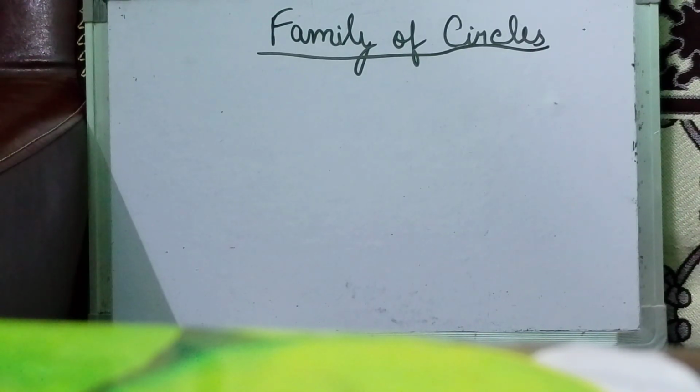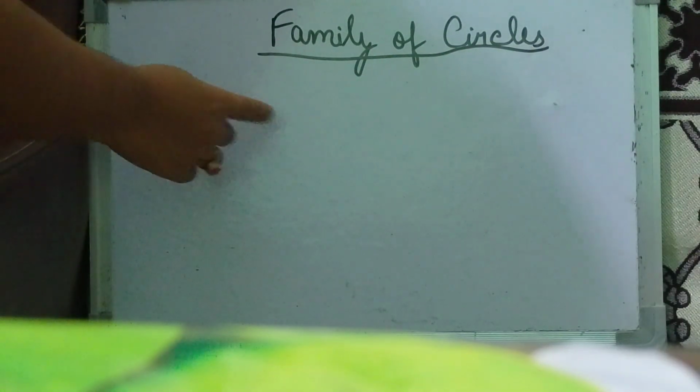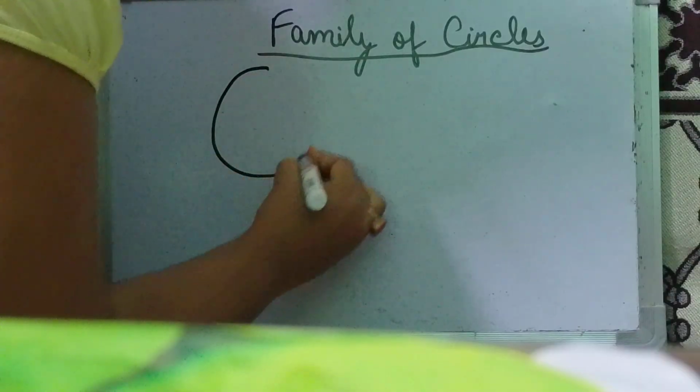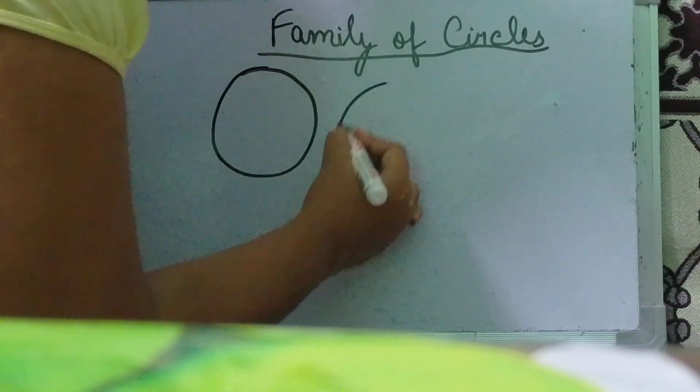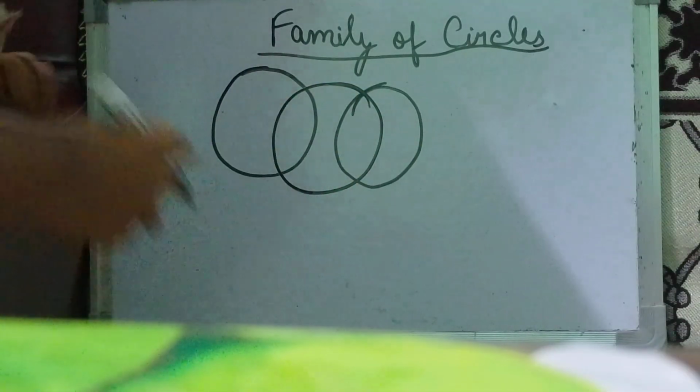Now let's start with the topic family of circles. This is a new topic, so let's start it. Let's start with a family of circles. There will be many circles. One circle is this, another circle is this, another circle is this, like this.